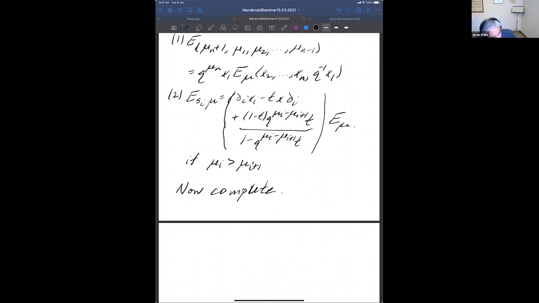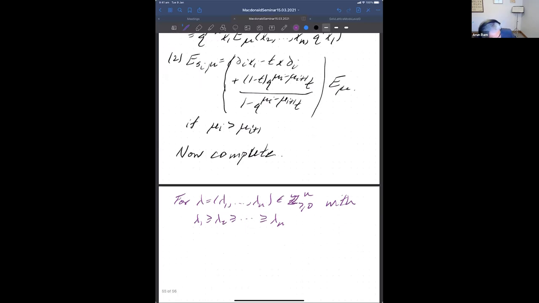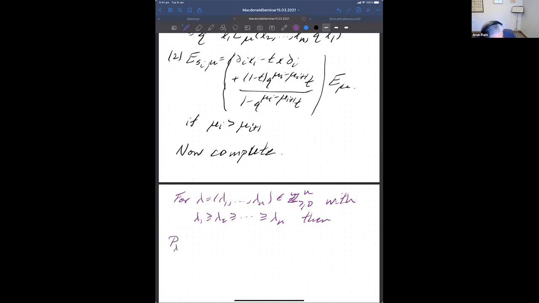Okay. So now we can define the symmetric ones. So if I have a lambda one up to lambda n, which is a partition, so that means that I have lambda one greater than or equal to lambda two greater than or equal to lambda n, so a dominant weight, then I'll just define P lambda q t to be some constant, which we write 1 over w lambda of t, times the sum over the symmetric group of w applied to E lambda times the product I less than j of xi minus t xj divided by xi minus xj.